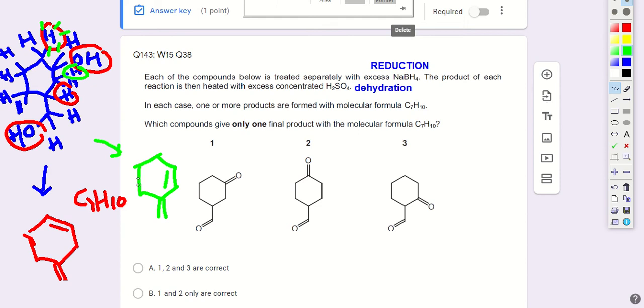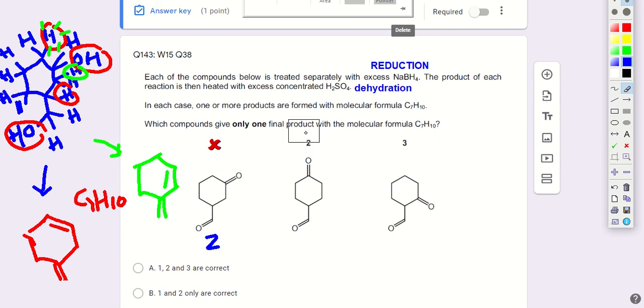7 carbons, 6 here in the ring, and 1 more. 10 hydrogens: 1, 2, 3, 4, 5, 6, 7, 8, 9, and 10 bonded to this carbon. So both are also C7H10, but they are different C7H10 because the double bond is at a different position in the ring. So the first compound will give us two final products with the molecular formula C7H10. So number 1 cannot be the answer. Let me cross this out because it gives us two final products, and erase all this. We're going to redo the whole thing.